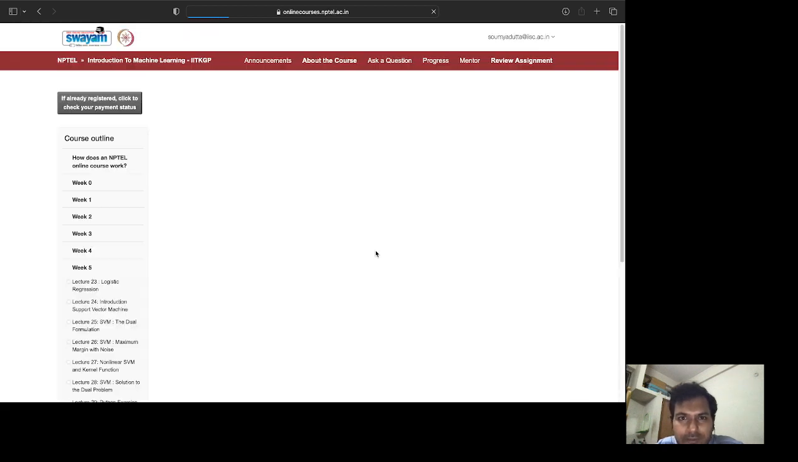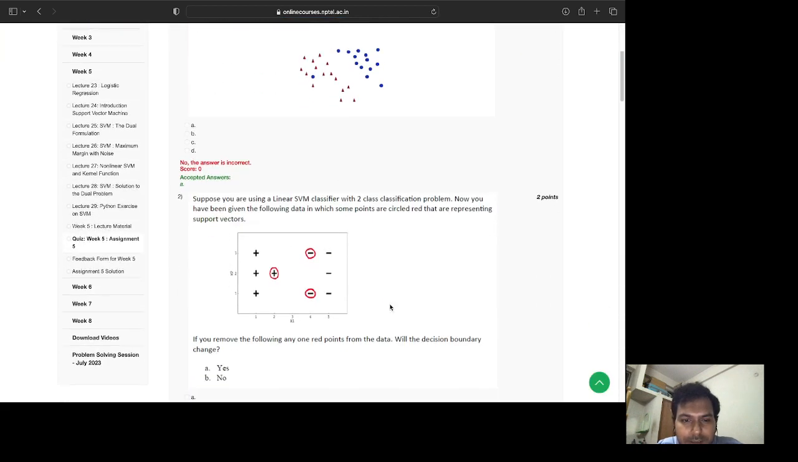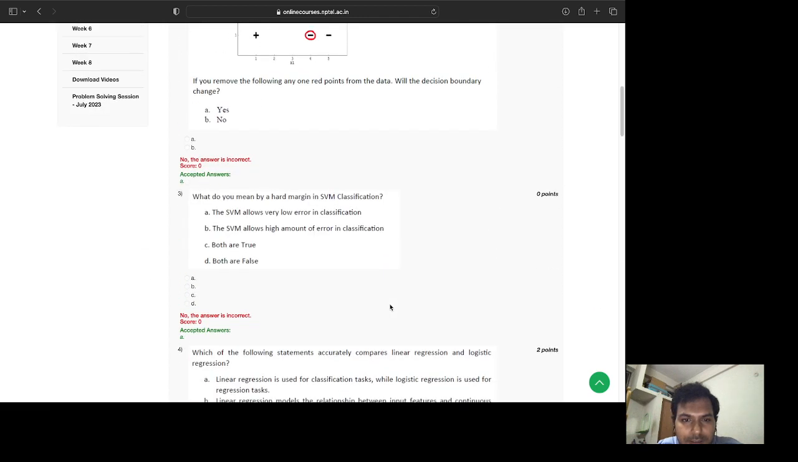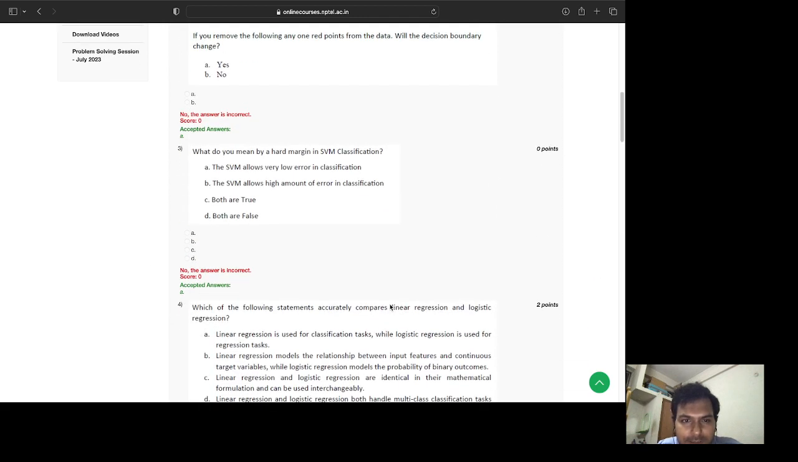Can you tell me the question number? Question number 3. What do you mean by a hard margin in SVM classification? The SVM allows very low error. I opted D because the hard resolving was only for the, there is no tolerance we allowed. Yes, and the concept of soft margin comes when we allow a little bit of error. Right. But here in the context of low... Okay, I got your confusion. I wanted to clarify that, but I searched a lot.